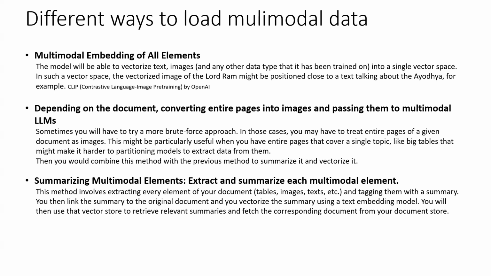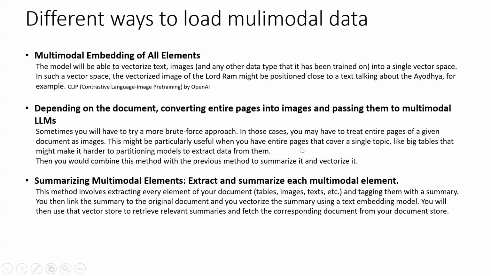So this is one of the options. The second option, depending on the document, is to convert entire pages into images and pass them to multimodal large language models. So these multimodal LLMs, for example, we have models like GPT-4o, we have Gemini.